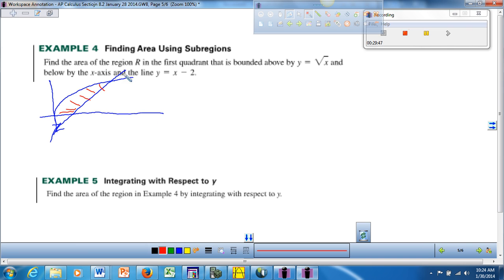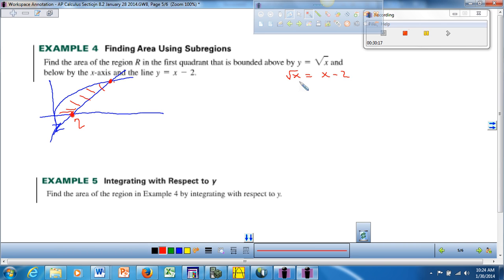So before we begin, we need to find these important points. So what's this one? 2. It is 2. It is the x-intercept of the line y equals x minus 2. All right, how are we going to find this one? Set the functions equal to each other. We're going to go through and do it this time. Square root of x equals x minus 2. Sometimes we have to do these things by hand, so we need to practice.